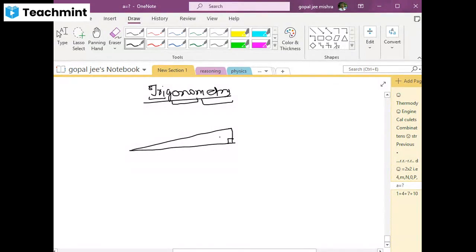Now see, if I name this triangle A, B, C, the other two angles must be acute angles, that is less than 90 degrees, this angle and this angle, because the summation of all the angles of a triangle must be 180 degrees. One angle is already 90 degrees, which means the other two angles must be less than 90 degrees, that is, acute angles.